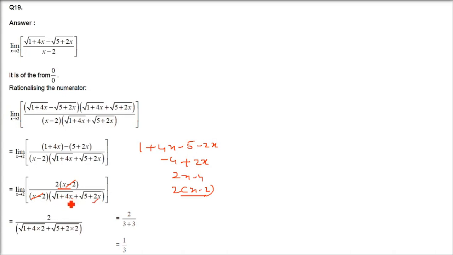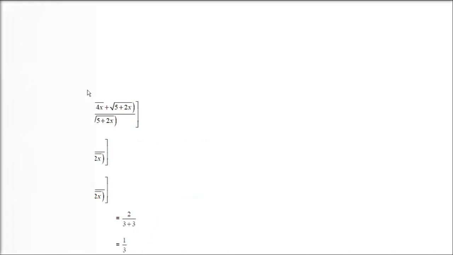These questions don't require much effort, because once you get this x minus 2 cancelled, because x tends to 2, all other things which are remaining, just put as 2, or whatever is the limit. So you'll get 1 by 3 as the answer.